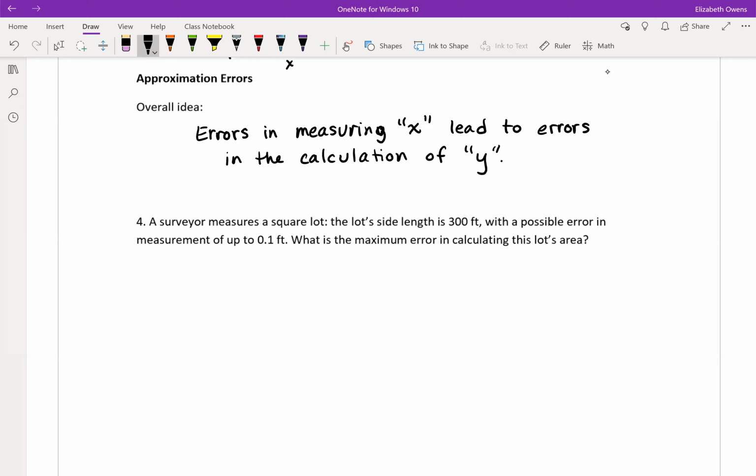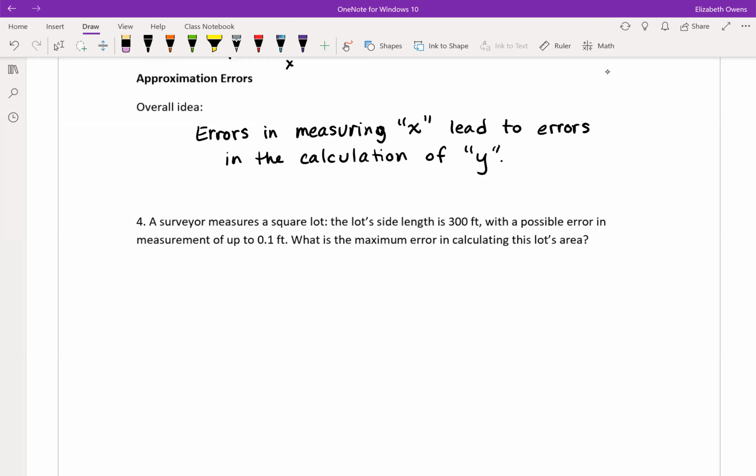Okay, so the idea here is that if we have a little error in measuring the side length of this lot, that could lead to errors in the calculation of the lot's area. And this is not any fault of the surveyors necessarily. We are only so accurate as our tools. So maybe this guy's measuring tape is only accurate to within 0.1 foot.